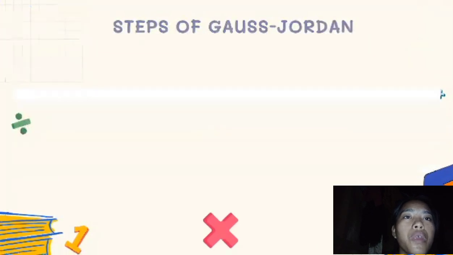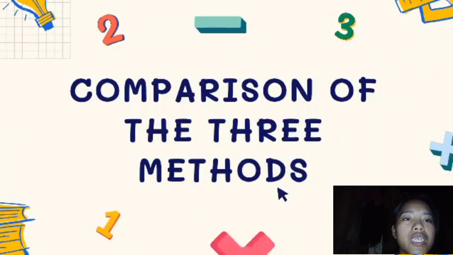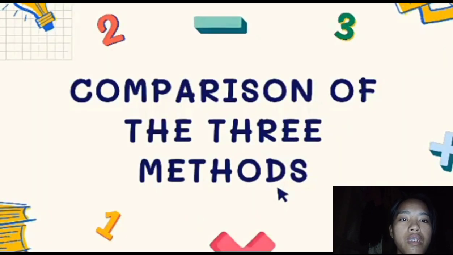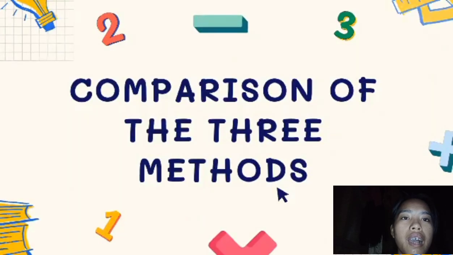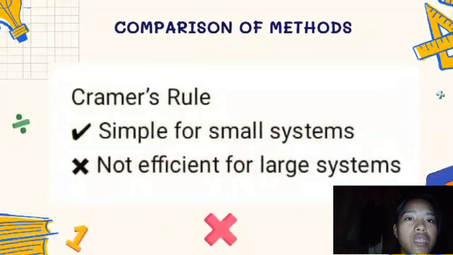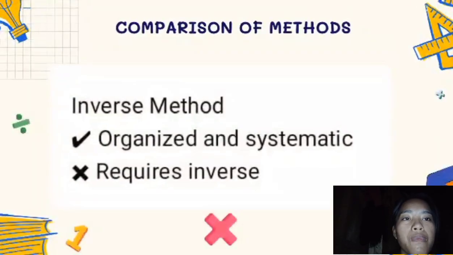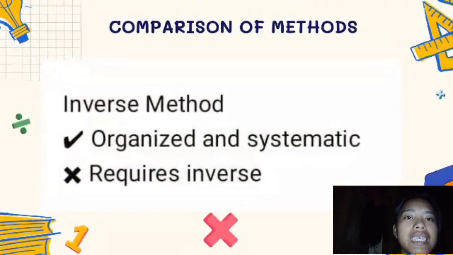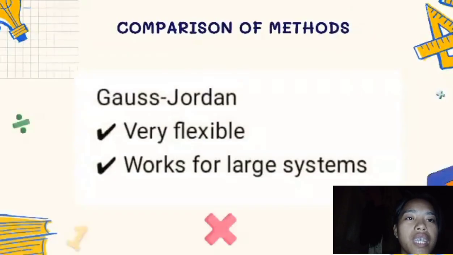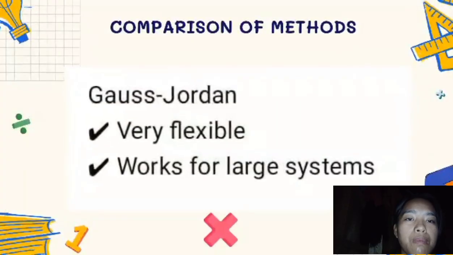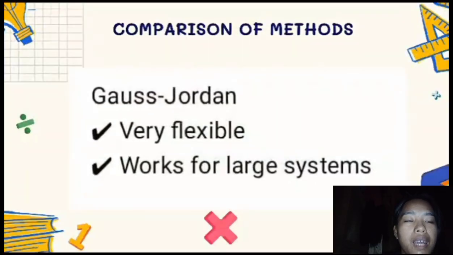So, now that we are done discussing the three methods, let us compare them. Cramer's rule is simple but best for small systems. The inverse method is organized and works well when the inverse is easy to compute. Gauss-Jordan is the most flexible and works even for larger systems, so it is the best one to use. Each method has advantages depending on the situation.